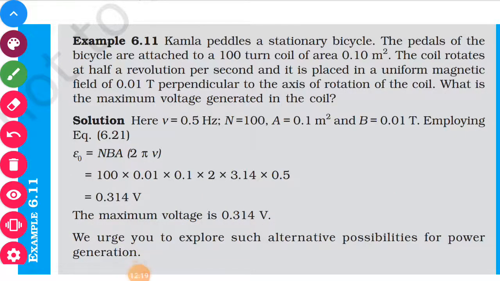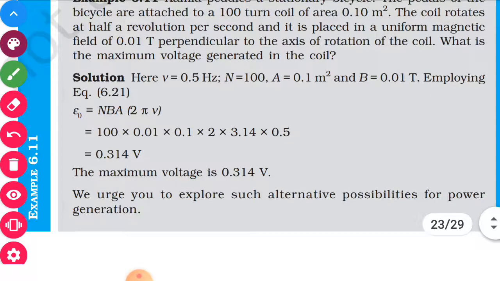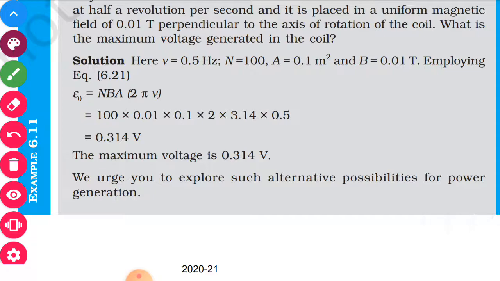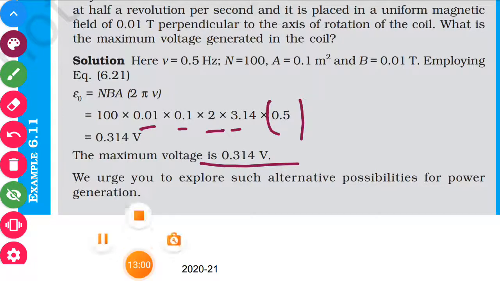Now 6.11, Kamala pedals a stationary bicycle. The pedals of the bicycle are attached to a 100 turn coil of area 0.1 meter square. The coil rotates half revolution per second, so its frequency is given, in a uniform magnetic field of 0.01 Tesla perpendicular to the axis of rotation of the coil. What is the maximum voltage? Now maximum voltage is NBA omega, and omega is 2 pi nu. So you just have to place the values here. N is given, magnetic field is given, area is given, 2 pi, and nu is half rotation per second, so 0.5. If you simplify, you will get the maximum voltage.